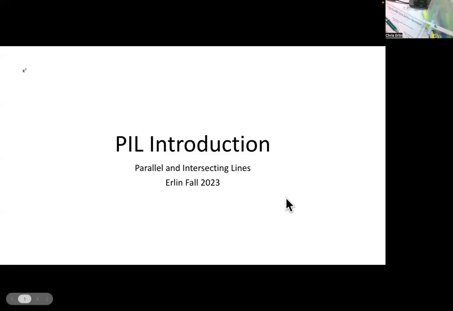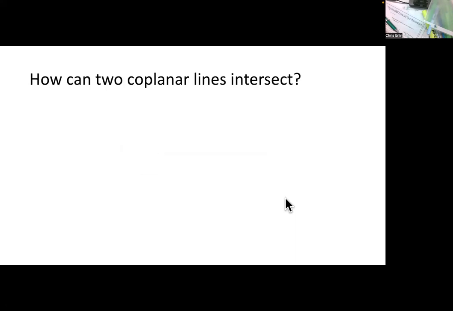All right, welcome to the new unit. This is on parallel and intersecting lines. So please listen. First, let's talk about how two coplanar lines might intersect. Well, they could be sitting on a plane and not intersecting at all. We call those lines parallel.